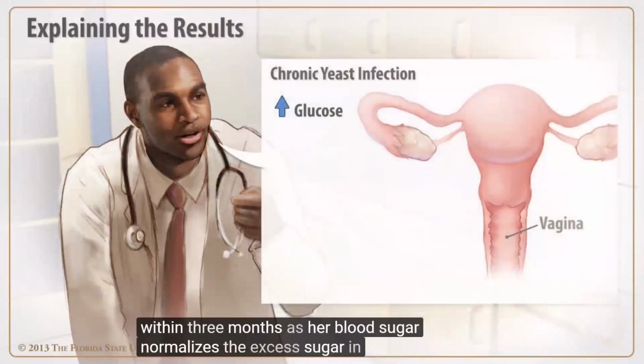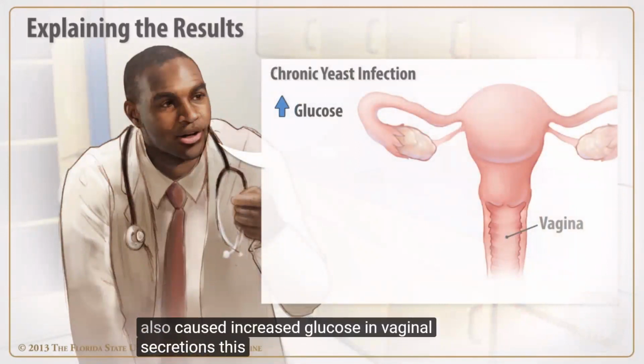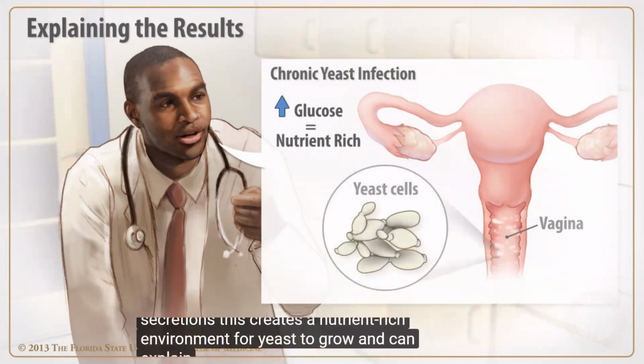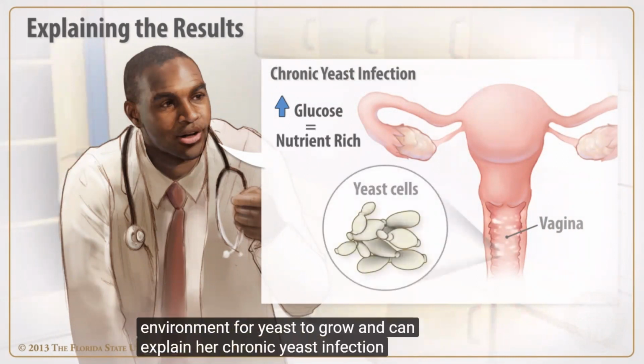The excess sugar in her blood also caused increased glucose in vaginal secretions. This creates a nutrient-rich environment for yeast to grow and can explain her chronic yeast infection.